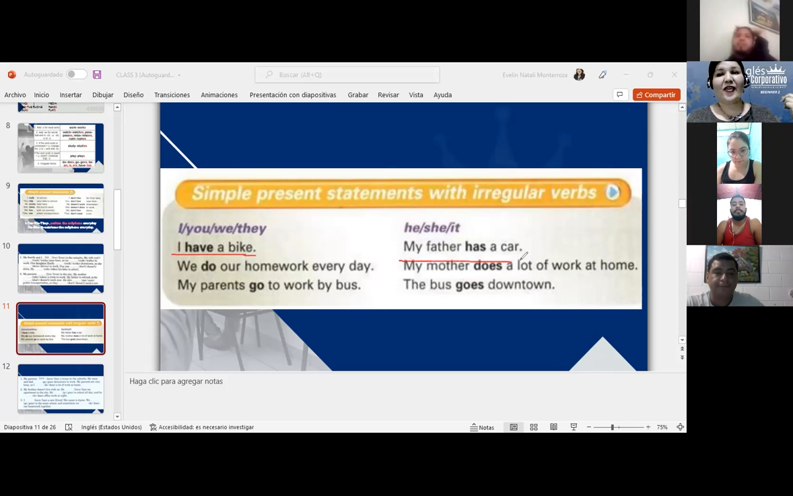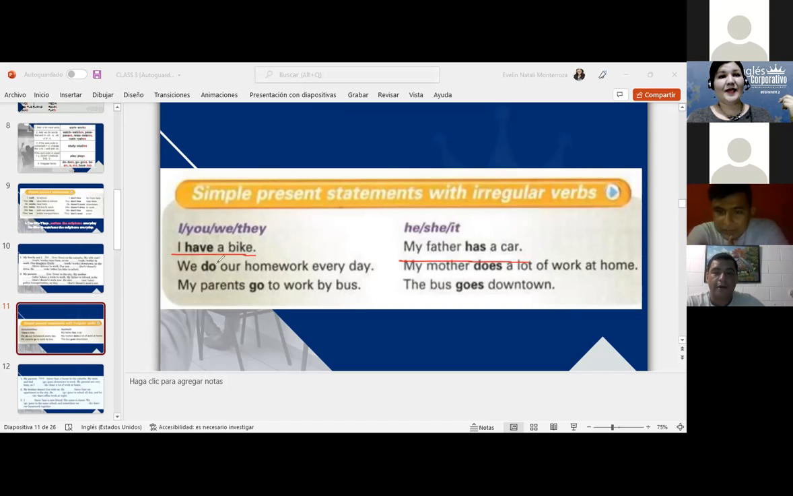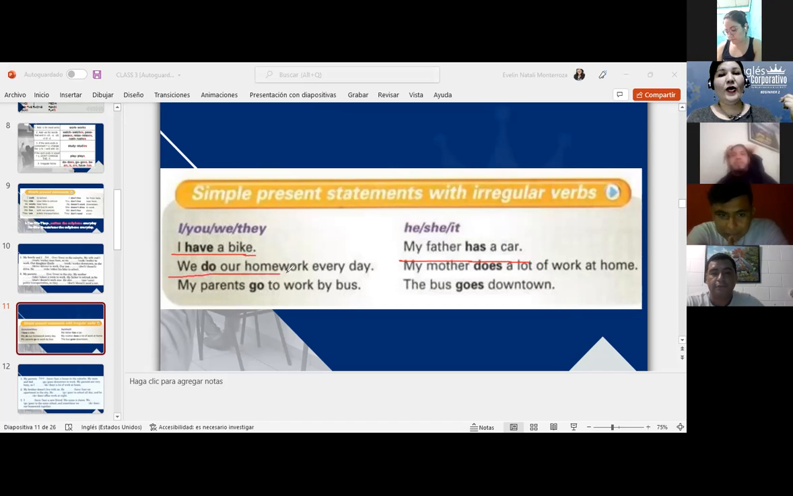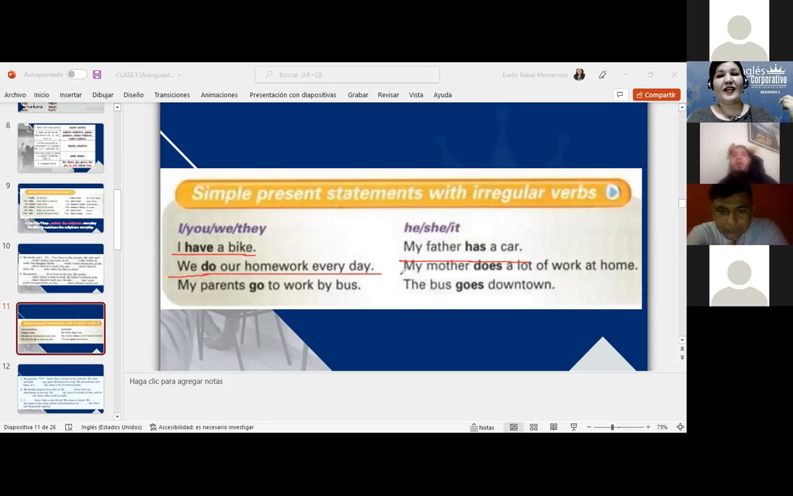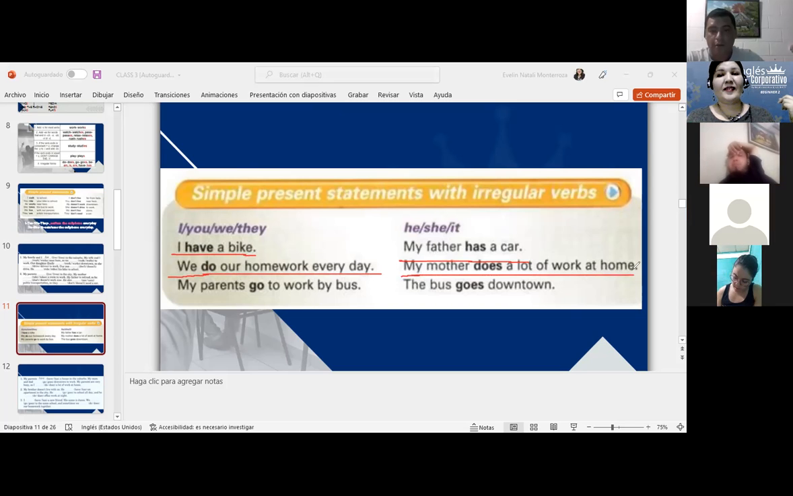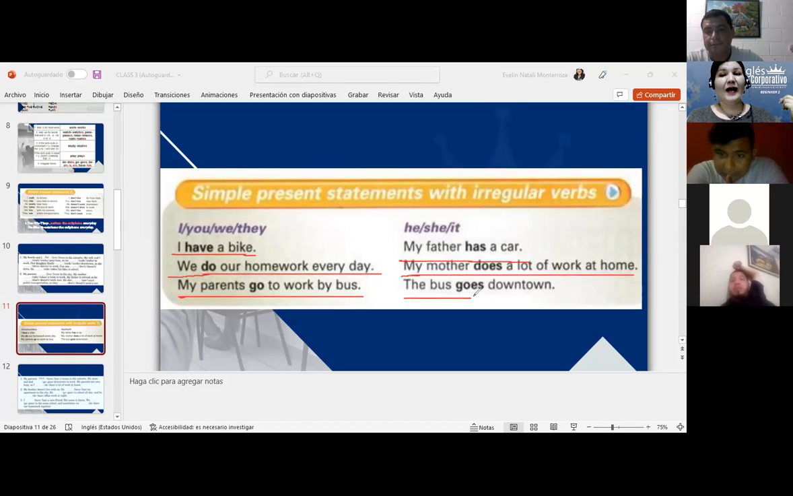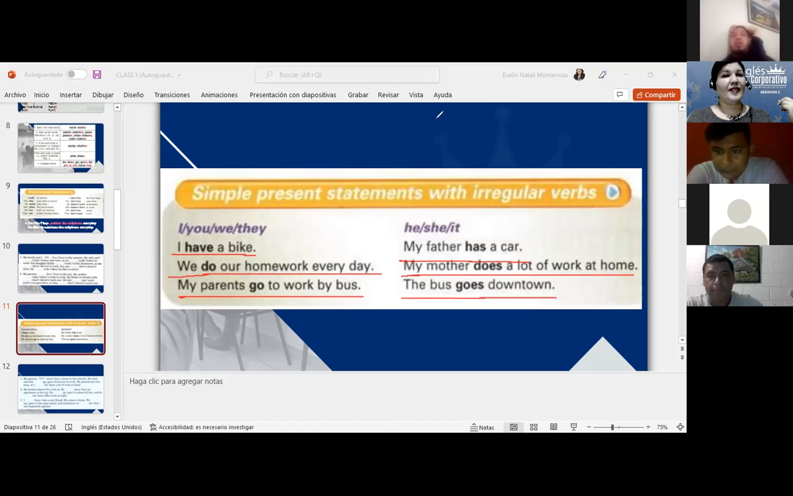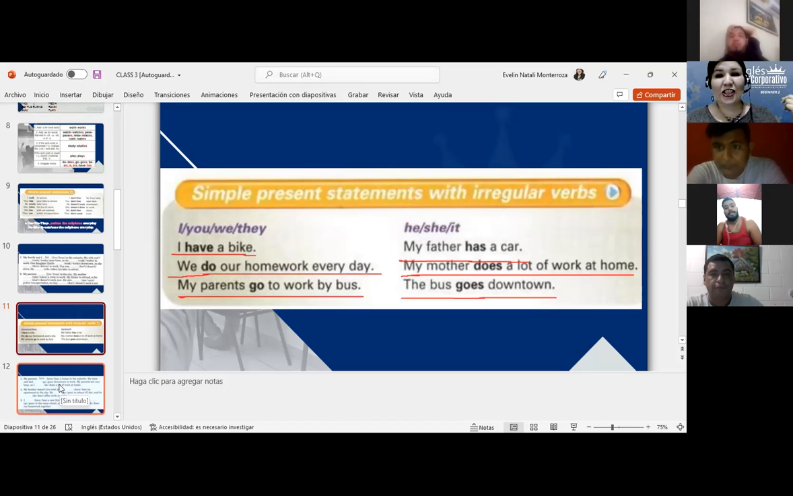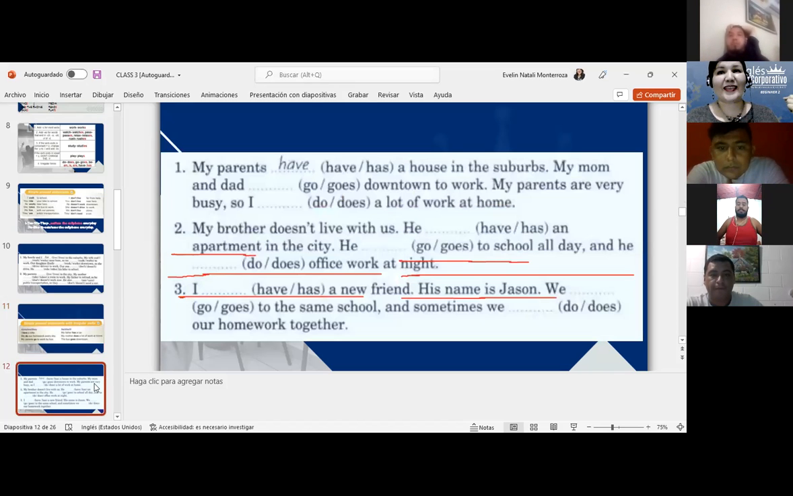Read the sentences with me. I have a bike. My father has a car. We do our homework every day. My mother does a lot of work at home. My parents go to work by bus. The bus goes downtown.